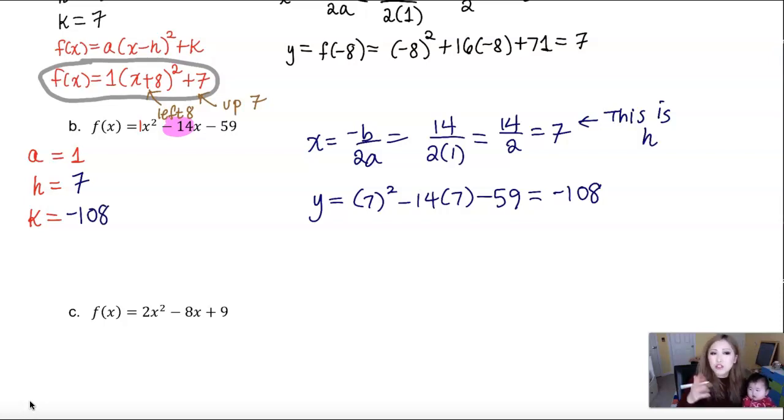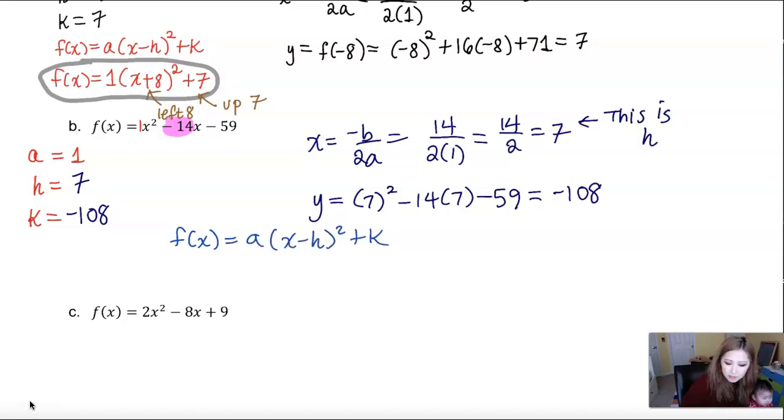I'll write the equation using these 3 pieces. So what's the form? The form is f of x equals a times x minus h squared plus k. So let's plug in all the pieces that we have. A is equal to 1. So if it's 1, you guys, you do not have to put 1 in front of this parenthesis.